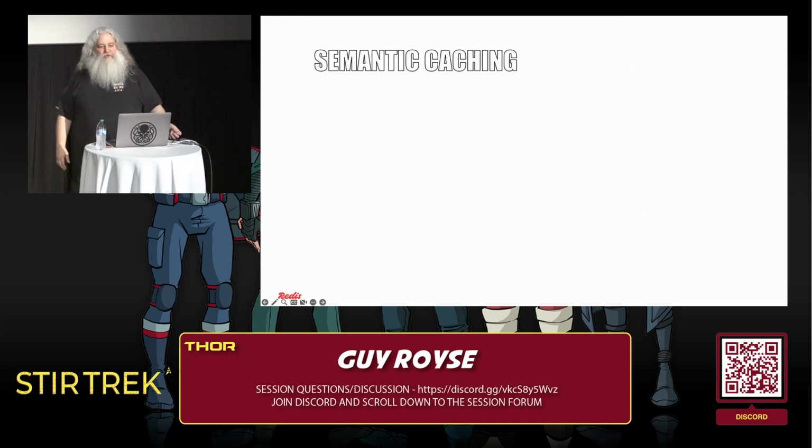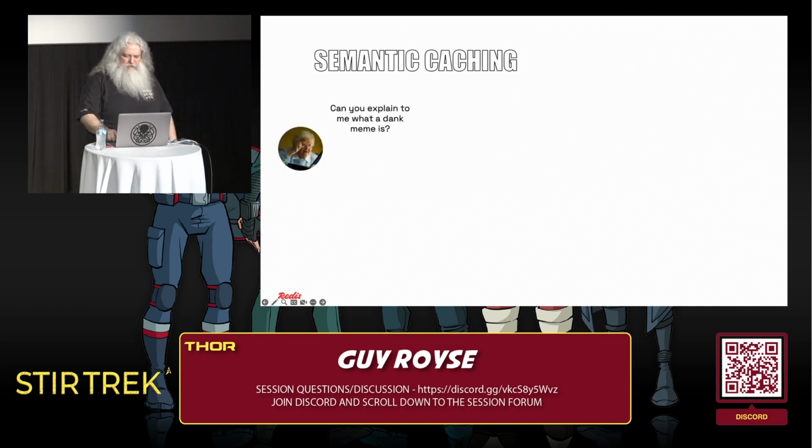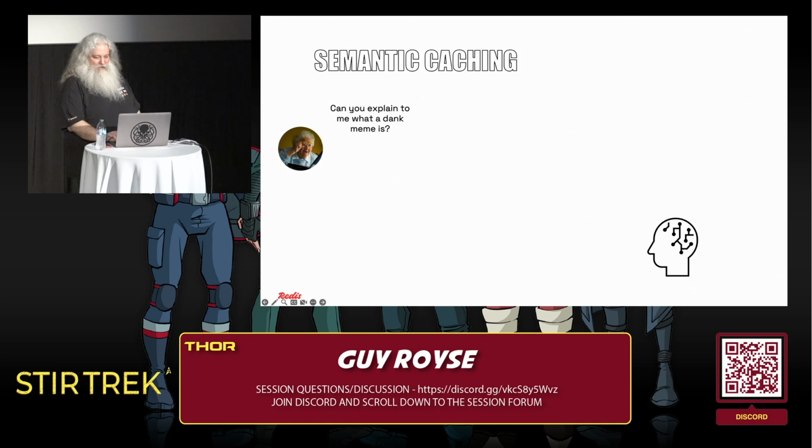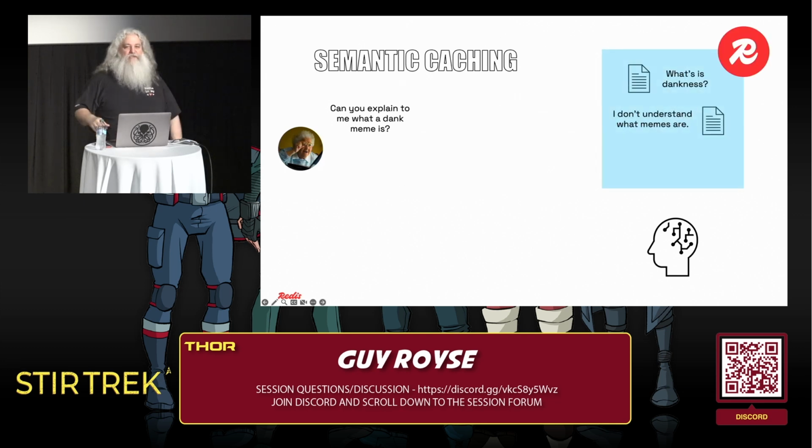Semantic caching is an interesting one. And we actually have a product that we released recently around this. But the idea of semantic caching is that LLMs are expensive and slow. And if people are asking similar questions over and over again, it'd be nice to just return a cached answer. So Grandma is asking, can you explain to me what a dank meme is? And we have an LLM that knows about dank memes and can answer these questions, but perhaps has answered these questions before. Someone has said, what is dankness? I don't understand what dank memes are.